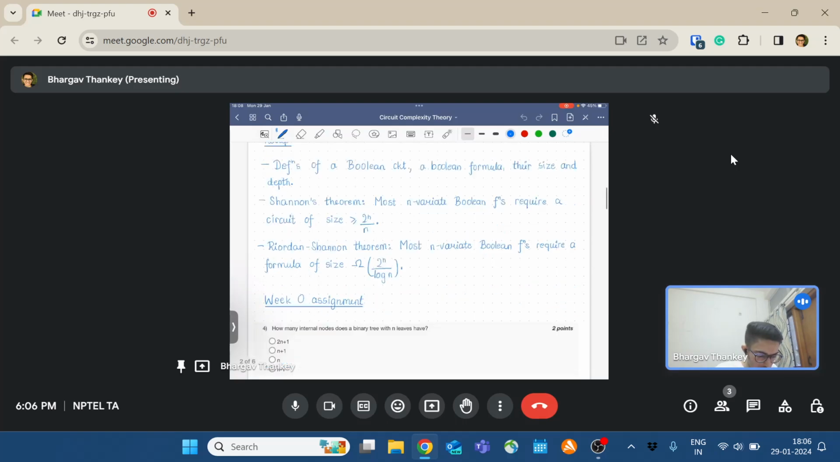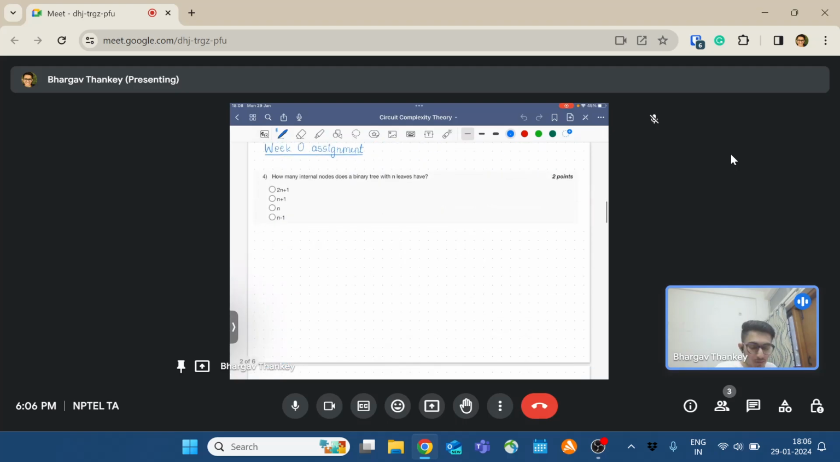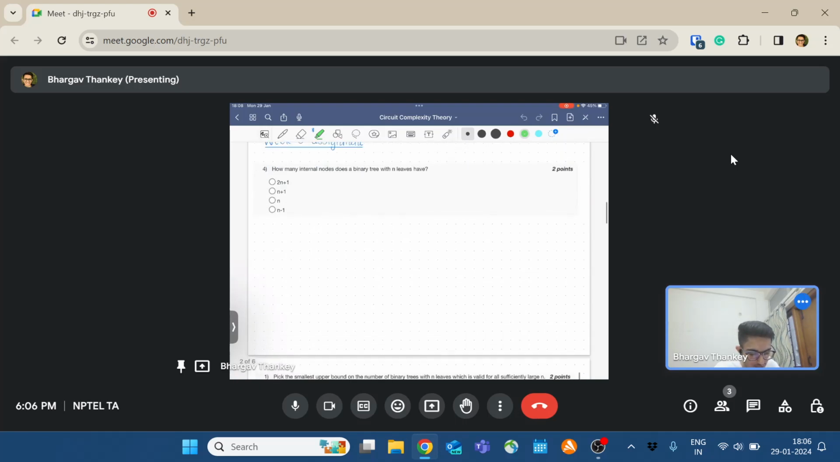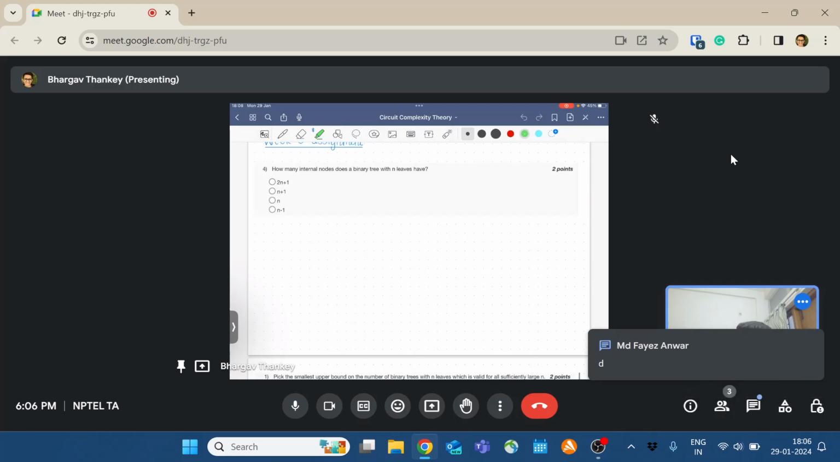Okay, so now let's look at some of the problems for the week zero assignment. Let's start with problem 4 because we will end up using problem 4 in problem 1. The fourth problem is: how many internal nodes does a binary tree with n leaves have? The options are 2n plus 1, n plus 1, n, and n minus 1. Which of these is correct? Yeah, it's n minus 1.